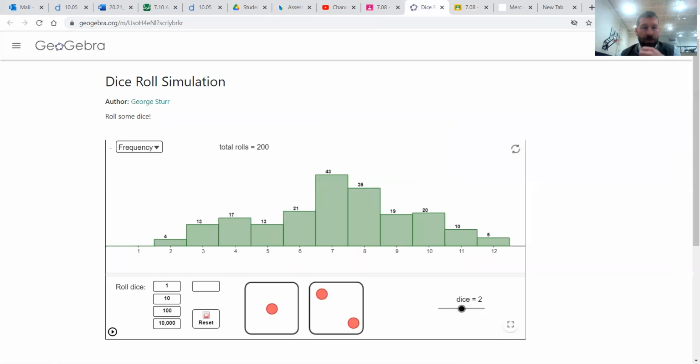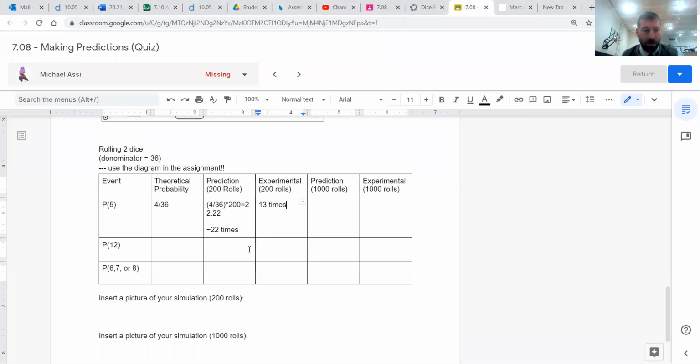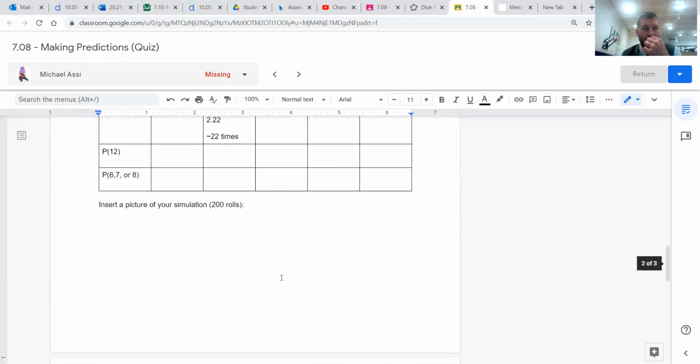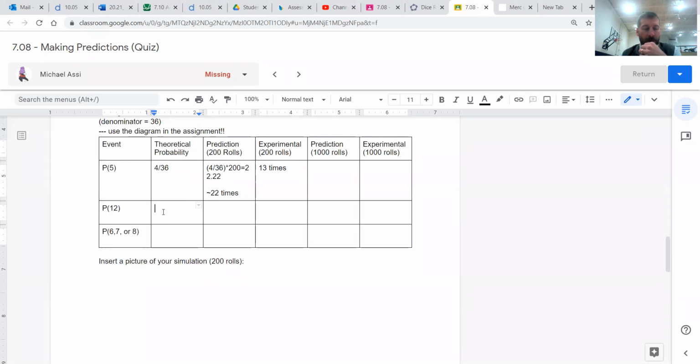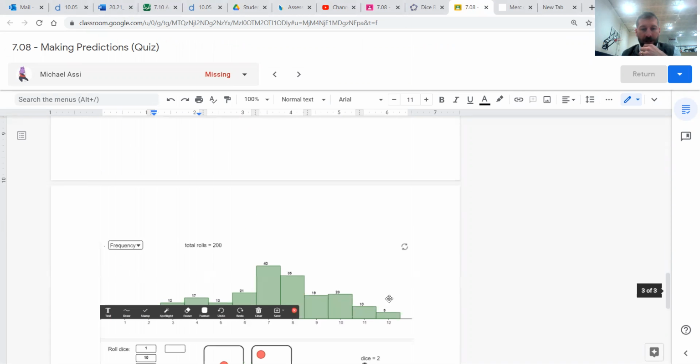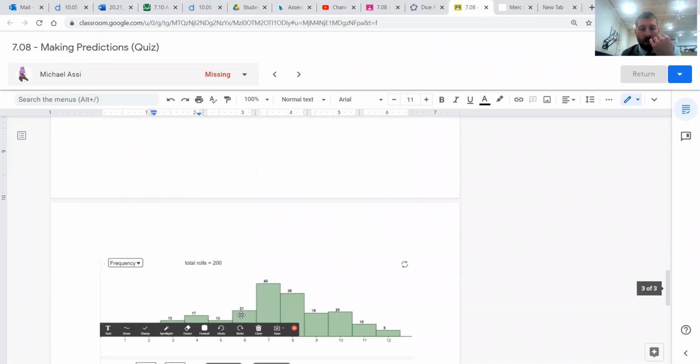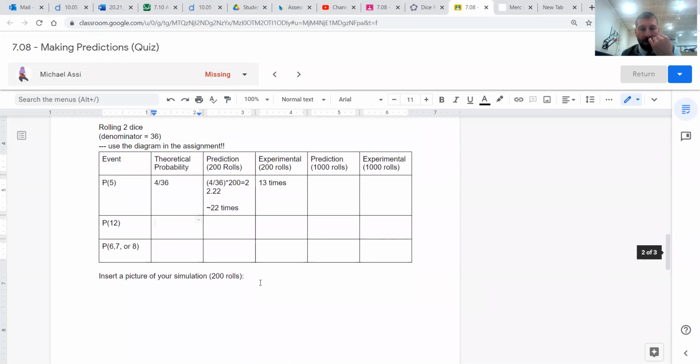And then once again, I'm going to make sure to screenshot this so that we can refer back to it, and then I have proof that I've actually done that simulation. Now I can use that same simulation to first predict, using my probability of 12, make my prediction, and look down to my experimental 5 out of 200. 6, 7, or 8, same thing. This time the word or comes up, so I'd be adding some different possibilities there.